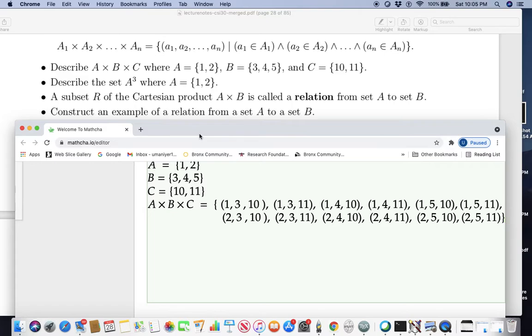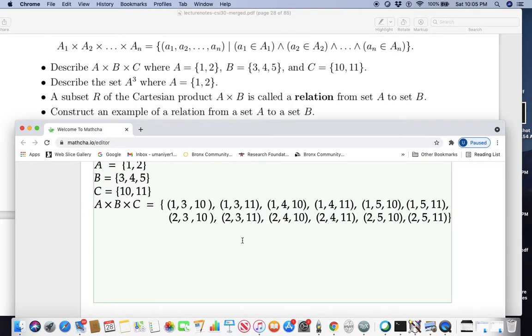That's your set right there. Okay. A cross B cross C. So notice 2 elements there, 3 elements here, 2 elements here. So in all, 2 times 3 times 2, that's going to be 12, and we have 12 elements.